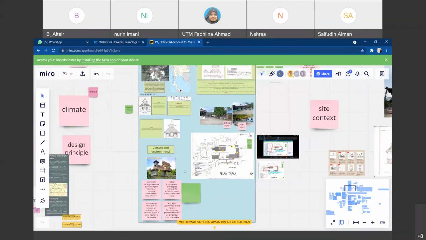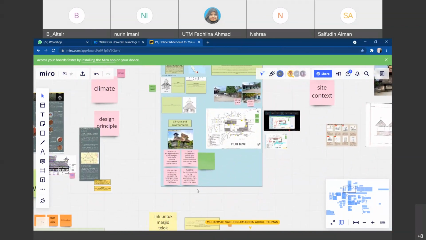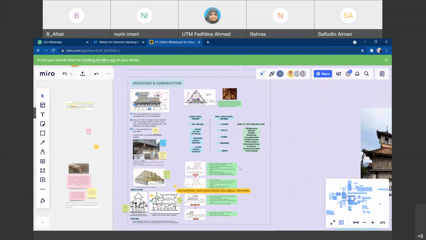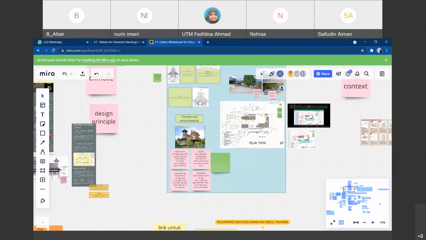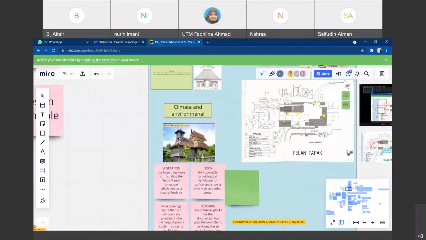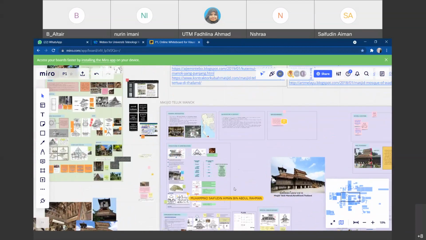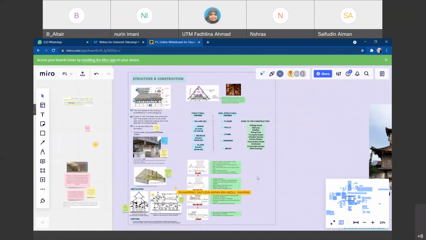So Pudin will have two topics: construction and structure, and then the climatic consideration. Okay, understood. Can the climate consideration be under climate and environmental or not? It's more to structure, is it? How does he relate it to the structure? Because you were talking about the motif, the pattern, and how they put the openings and so on. That one is not on the structure and construction.